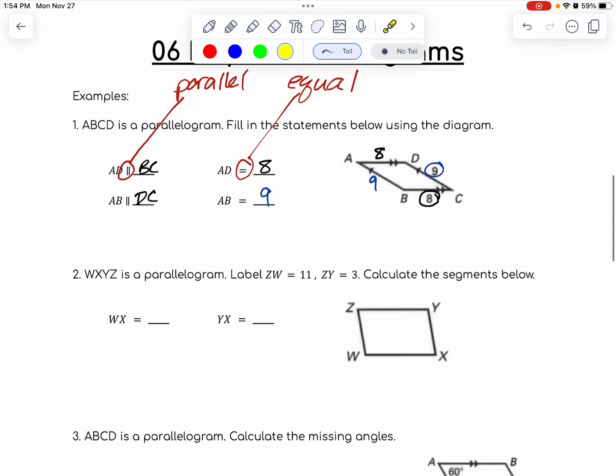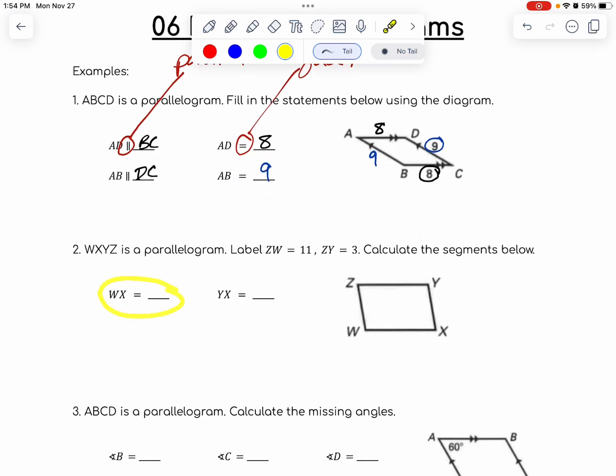We're going to do the same thing down here. WX, there's an equal sign, so it means give me a number. Oh, I need to label some stuff. Okay, so it tells me that ZW is 11. So where's Z? Where's W? So that is 11, which means I can also put 11 over here. Great. And I have ZY, which is 3. Where's ZY? Here's Z, here's Y, so there's a 3 there. And that means that there's a 3 here. Wow, doesn't look like it. I guess it's not drawn to scale, but I'm just going with what we're told.